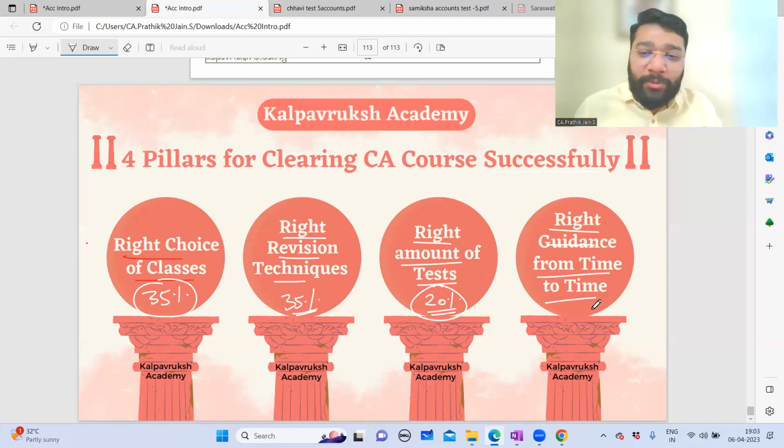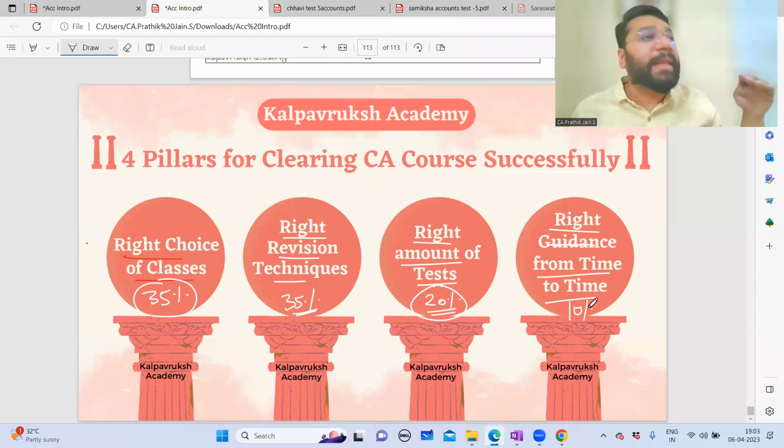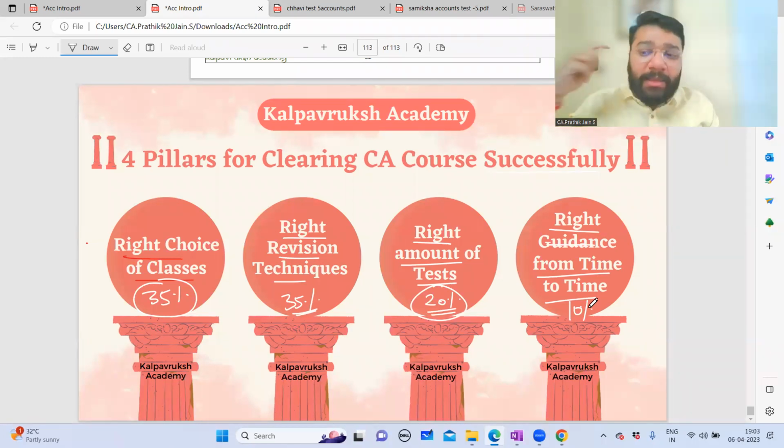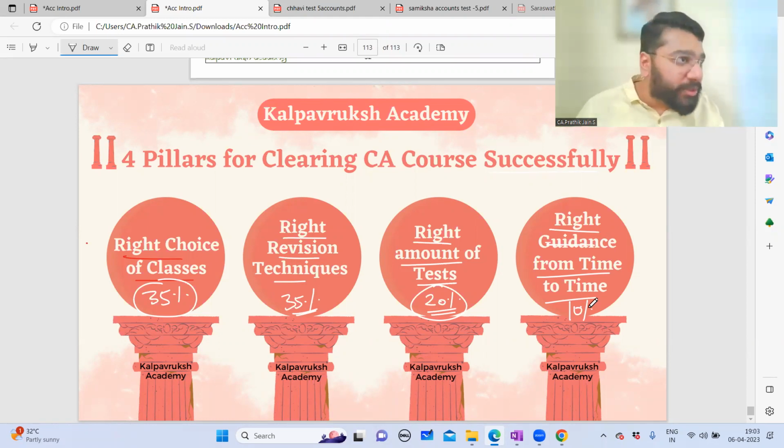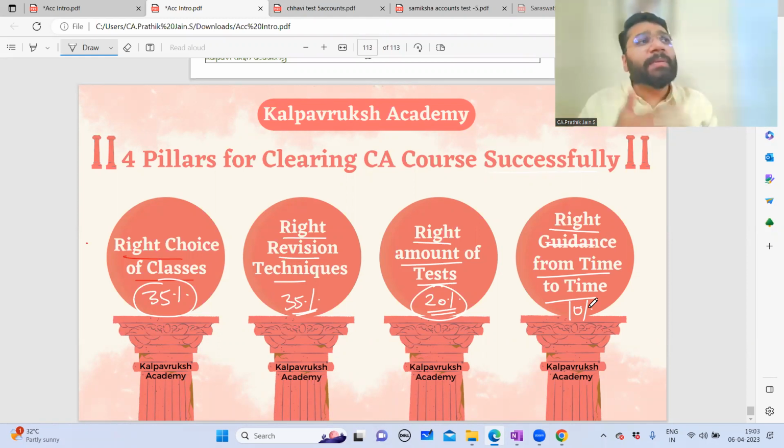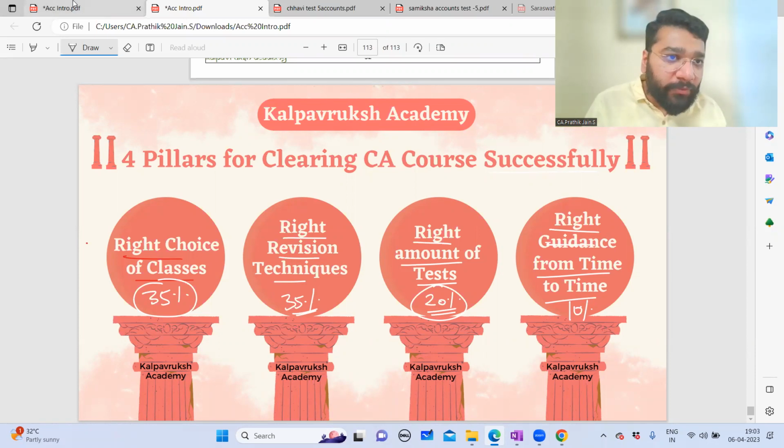So this will contribute another 10% of your success. And this put together becomes 100%, which means if you want to clear your CA course successfully, these 4 pillars need to be properly balanced. Yes, there are so many other points as well, which you have to take into consideration while you prepare in order to clear. But among those points, these 4 are the main. Other points I'll be keeping on repeating again and again when I do the classes. So this is what I wanted to discuss with all of you guys.